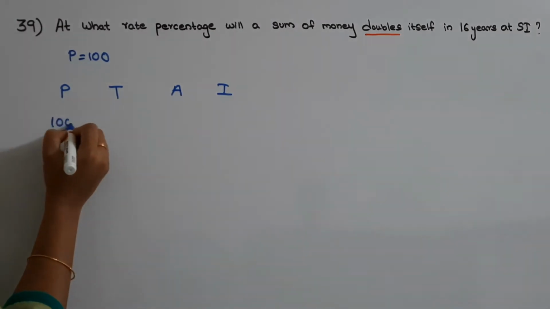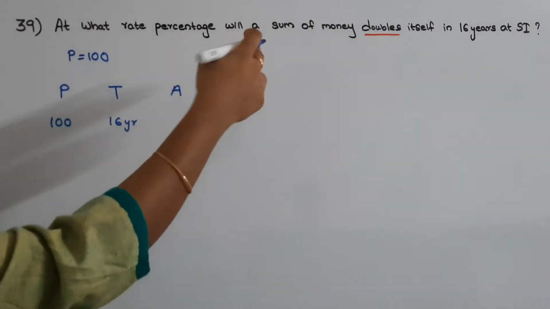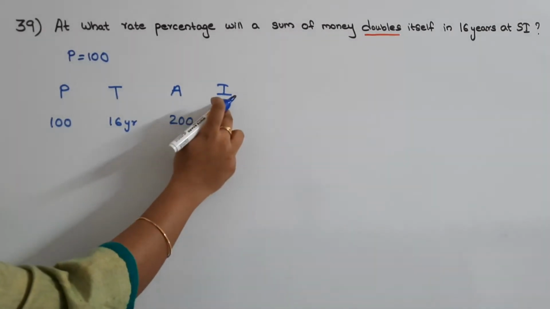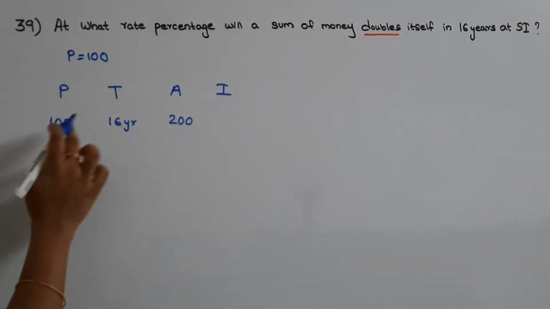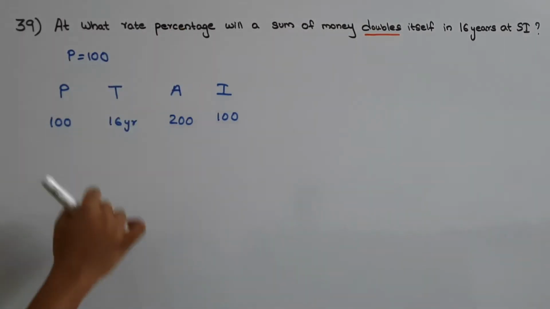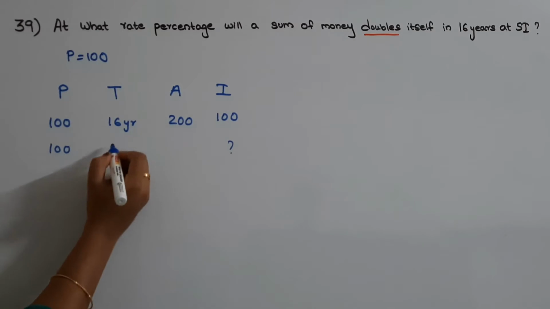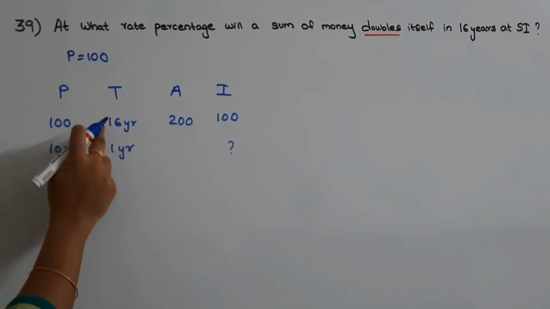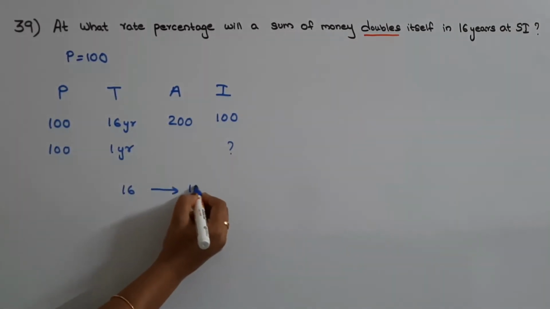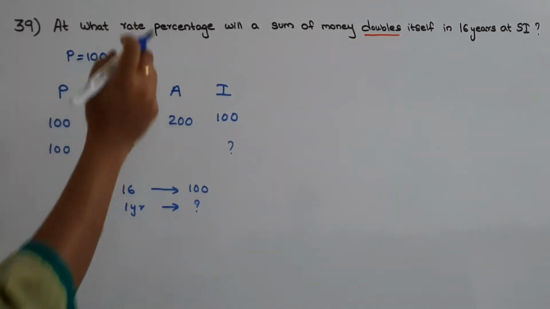So we are assuming the principal as 100. Time period is given as 16 years. Amount is getting doubled, so that will be equal to 2 into 100, that is 200. Then interest is equal to amount minus principal, that is 200 minus 100, that will be equal to 100. So we need to find out the rate of interest. So rate of interest is equal to the interest when principal is 100 and time period is 1 year. So when the time period is 16 years, interest is 100. So when the time period is 1 year, what is the interest value? That will give you the rate of interest.